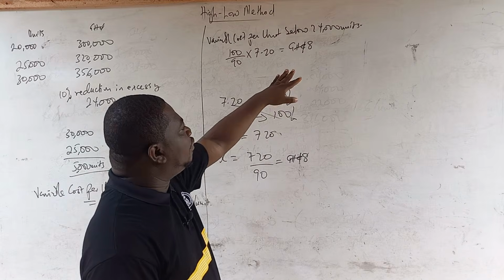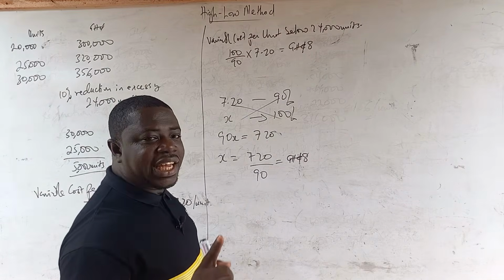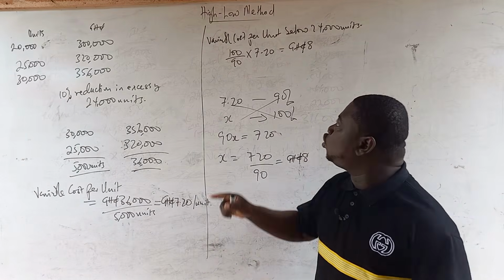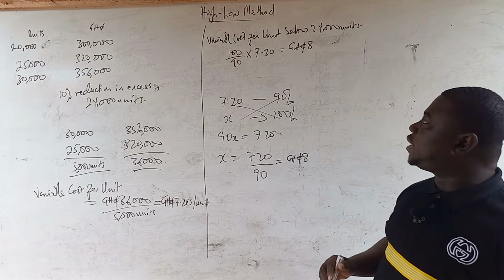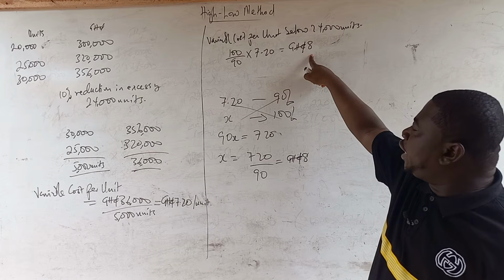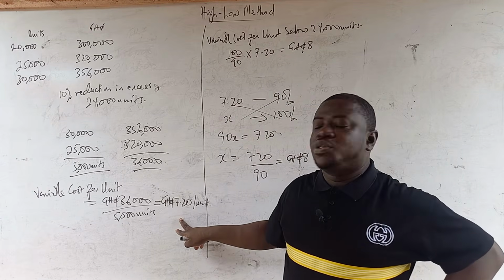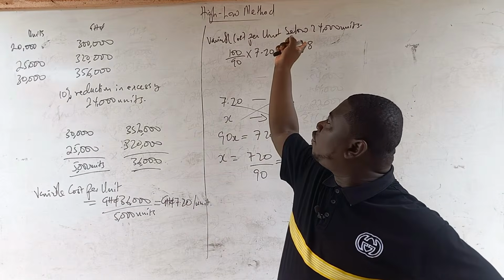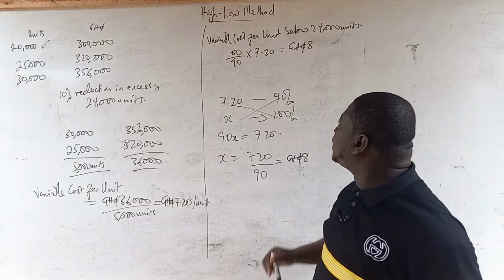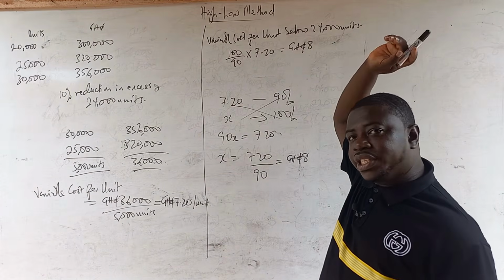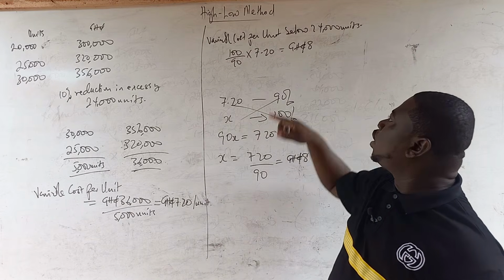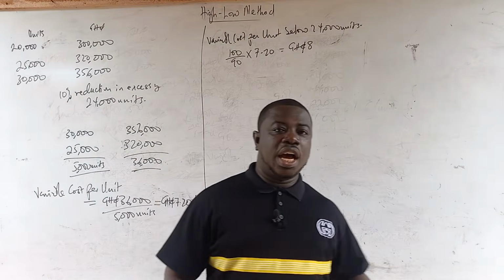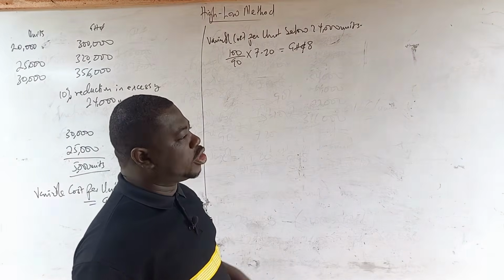So now that we have 8 cedis, it means that the original variable cost per unit was 8 cedis. And the 10% reduction, 10% of 8, is 0.8. So when you take 0.8 out of 8, you have 7 cedi 20 pesewas. So this is correct. Our 90% has now been converted back to 100%. That means the original variable cost per unit before the reduction of 10% was 8 Ghana cedis. Okay, so now we have the original variable cost per unit.